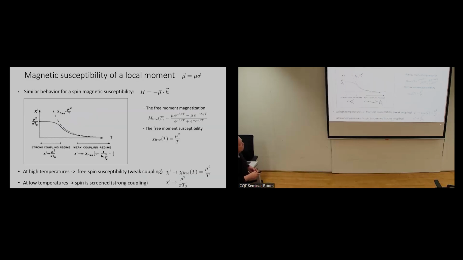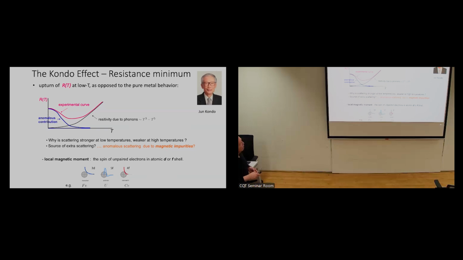So what Kondo did is a perturbative calculation of what would be the effect of the scattering of the electrons off the impurity. And he showed that indeed the scattering would increase, very surprising at the time, as the temperature is lowered.